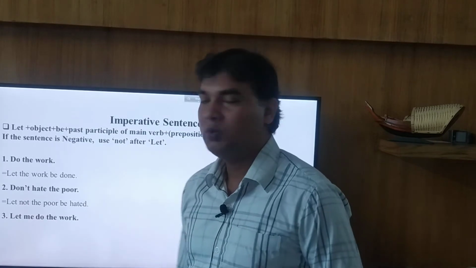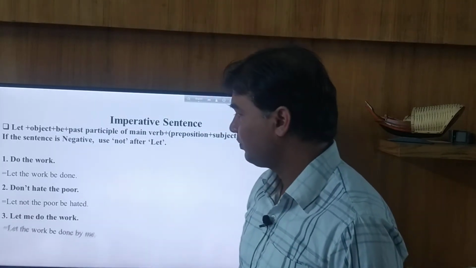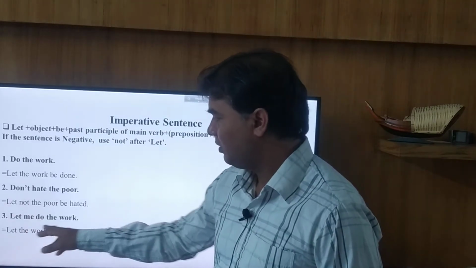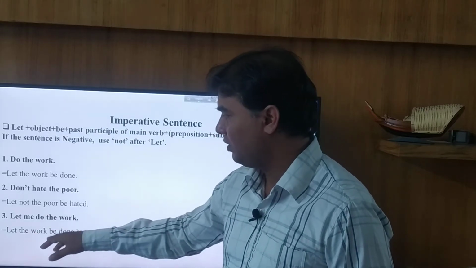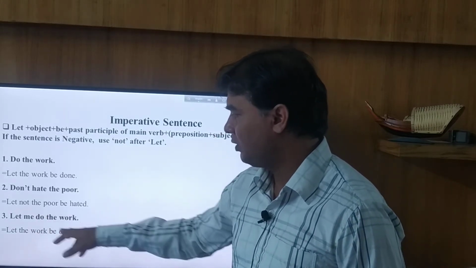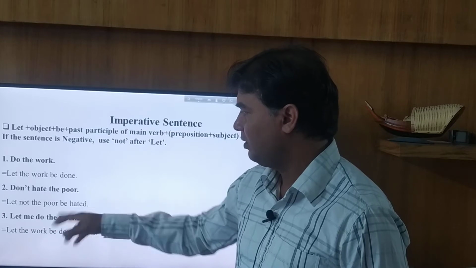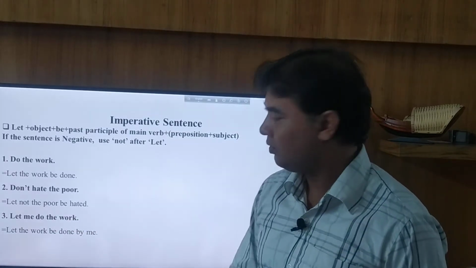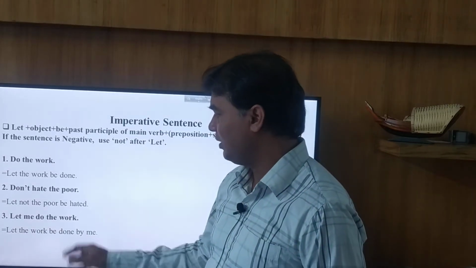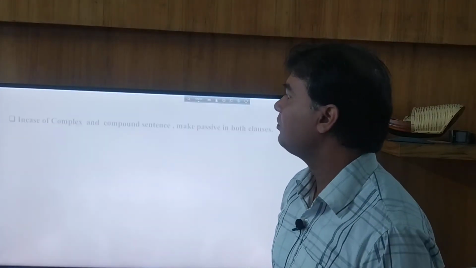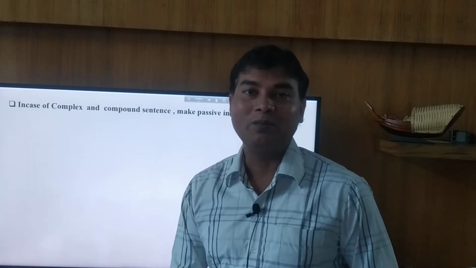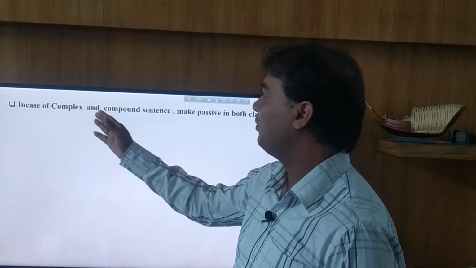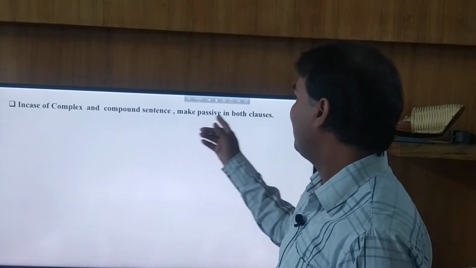Again, let me do the work. Let, then the object the work, then again be, the past participle of the main verb done, then the preposition by, then me. The answer is: let the work be done by me. Now this is very important. In case of complex and compound sentences, make passive in both clauses.